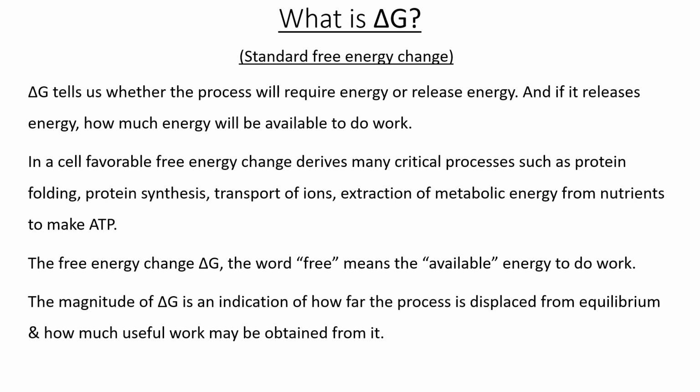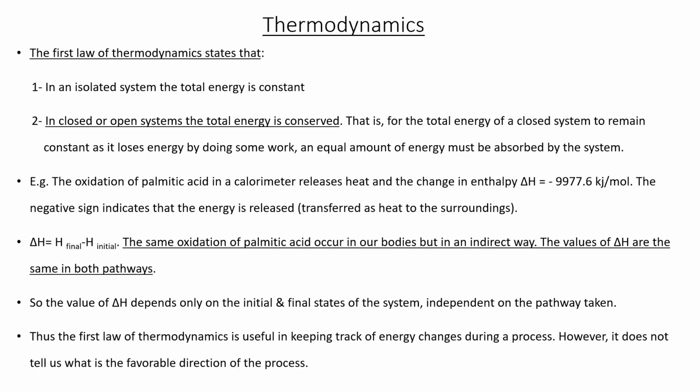The free energy change, delta G, the word free means available, the available energy to do work. The magnitude of delta G is an indication of how far the process is displaced from equilibrium and how much useful work may be obtained from it. Thermodynamically, we will talk about the first and the second laws of thermodynamics.